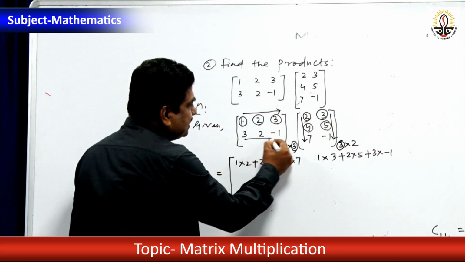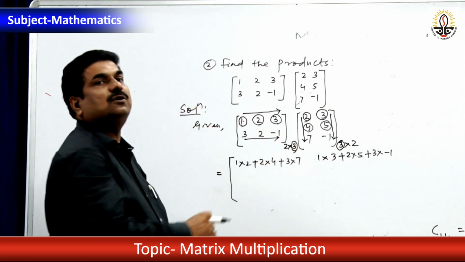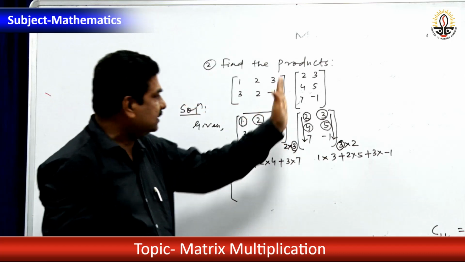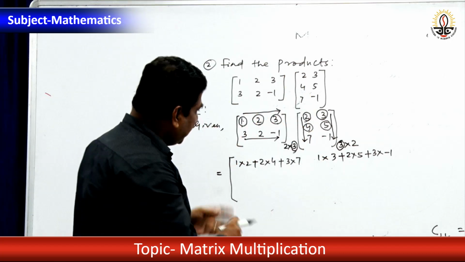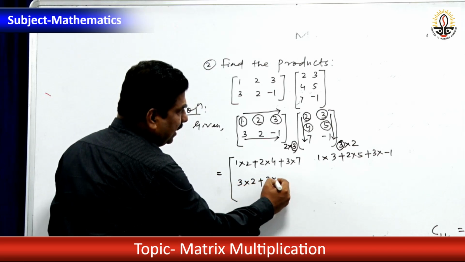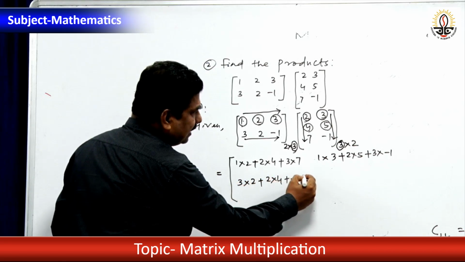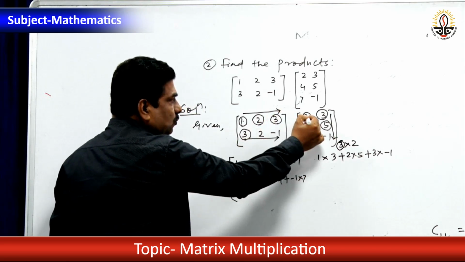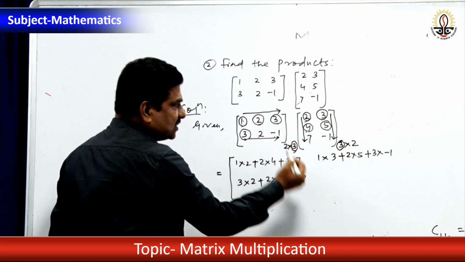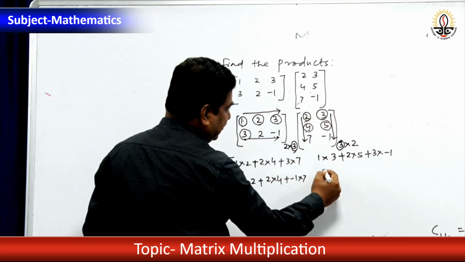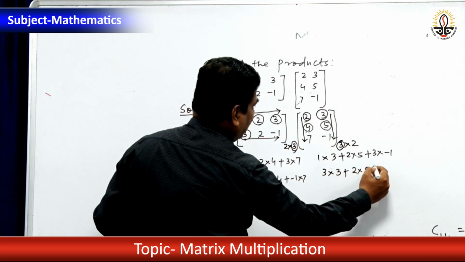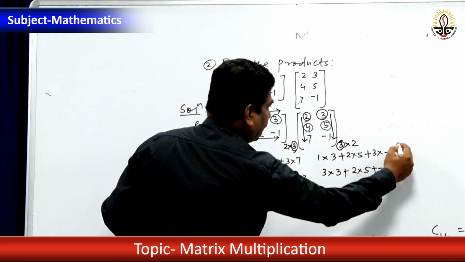Second row, this is the second row. Again we have to multiply the second row with the first column, the second row with the second column, dear. So that means here we can write this as 3 into 2, 2 into 4, minus 1 into 7. Here you see 3 into 2 plus 2 into 4 minus 1 into 7. And the second case again, dear, 3 into 3 plus 2 into 5 plus minus 1 into minus 1.